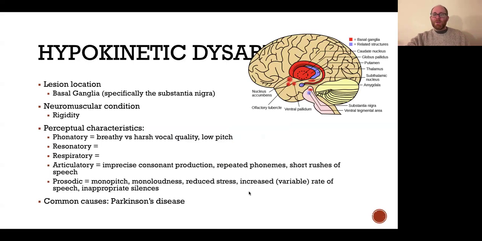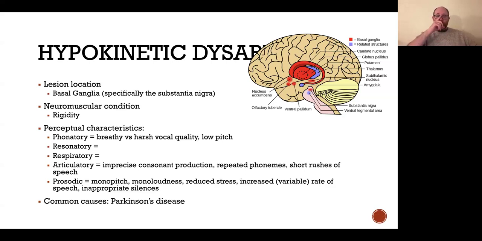All right. Next, we have hypokinetic dysarthria. This is a type of dysarthria that's caused by a lesion in the basal ganglia, specifically in the substantia nigra, where if we're looking at this image on the right side of your screen, the label is down here, we're going to follow that up, and it's right in this area here. So this whole portion here is the basal ganglia, but lesions there are associated more so with hypokinetic dysarthria.